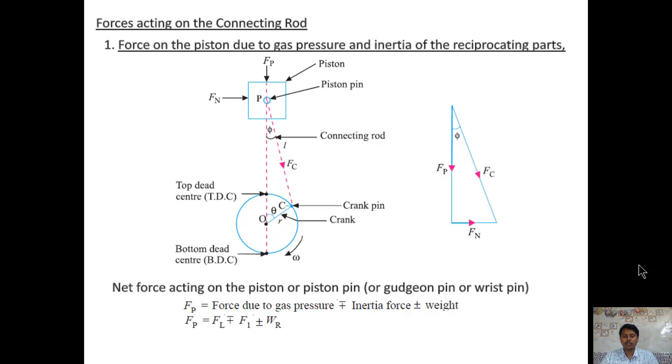Hence, the force acting on the connecting rod is Fc. If you plot a vector diagram, then the force diagram will look like the next figure, with Fp and Fn. Fp is vertical and Fn is horizontal. So, the net force, or the force transmitted to the crankshaft through the connecting rod, is Fc.